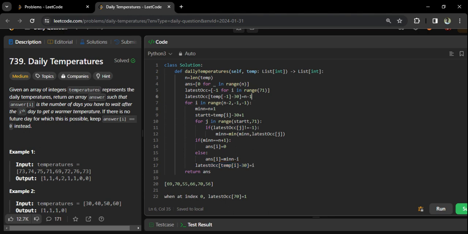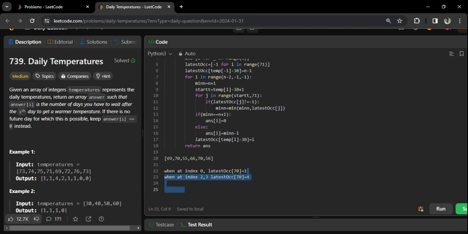Remember, I have done the same for the last index also. We are not including the last index in the calculation because the answer is going to be 0. But still, before starting the for loop, we are including it in the latest occurrence array. So latest occurrence of the last element, that is temp of minus 1, which means latest occurrence of temp of minus 1 minus 30 is equal to n minus 1. That's what we're doing. This will continue. After that, we'll return the answer.